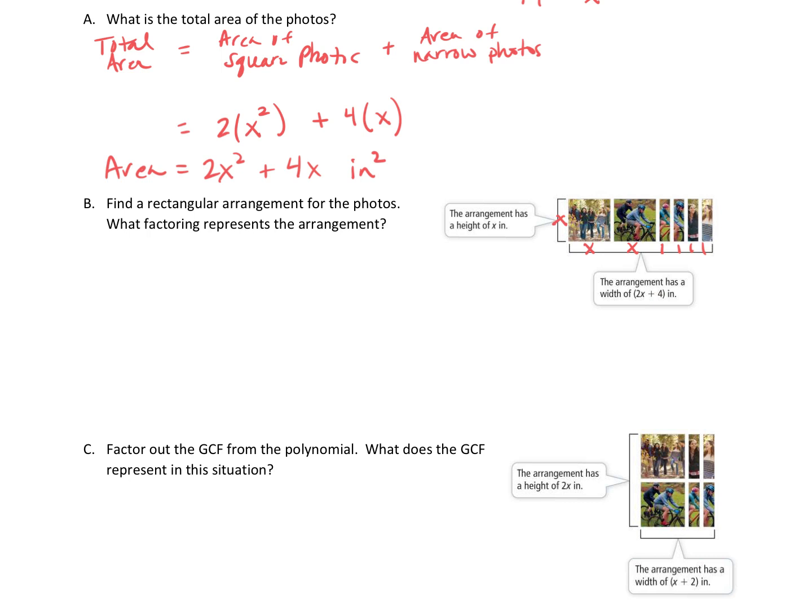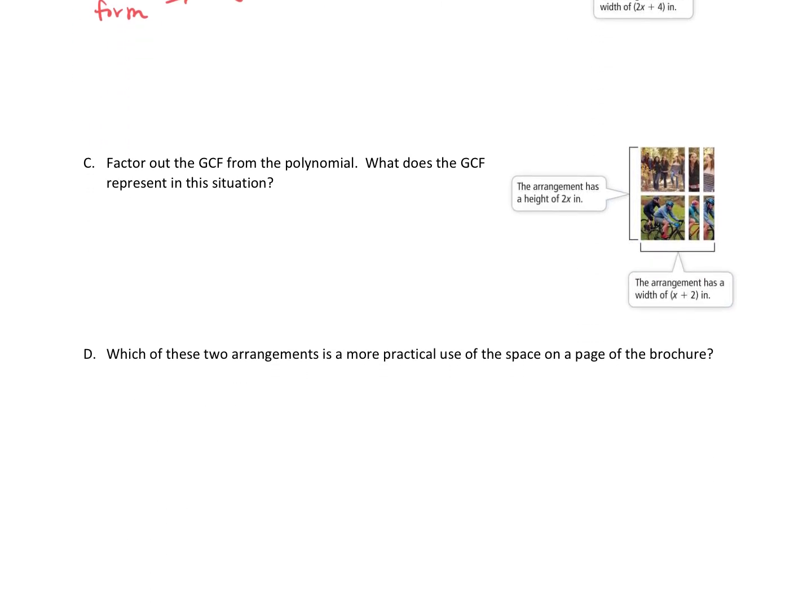So when they ask what factoring represents the arrangement, we're just going to write the area in factored form. We have an x times a 2x plus 4. And then let's just make a note that it is factored form. All right, well, great. We're looking at different arrangements, different ways to represent the area.